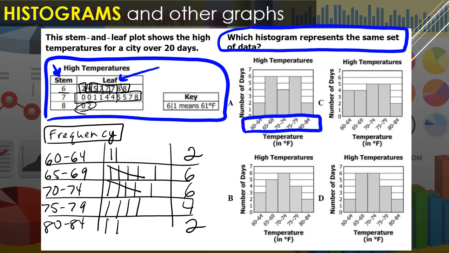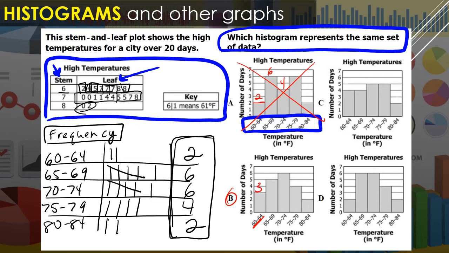So now we're given this frequency table. We're going to focus on how big the bars need to be. Let's take a look at letter A here. Letter A, 60 to 64 should have 2. And then 65 through 69 has 6. That matches. 70 through 74, this one has 4. And so we can already say that A is out because A does not match. So let's go ahead now and try letter B. Our first data point, 60 to 64, should have 2, but this one has 3. So that's out.